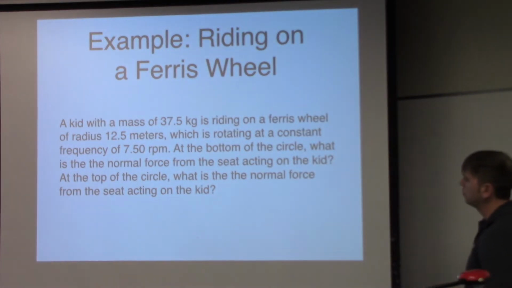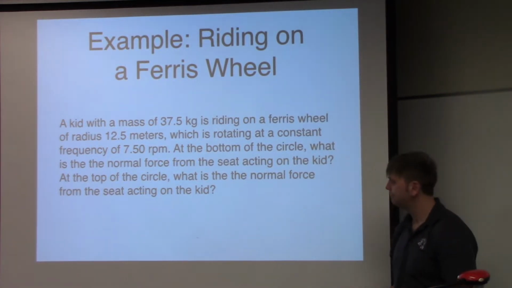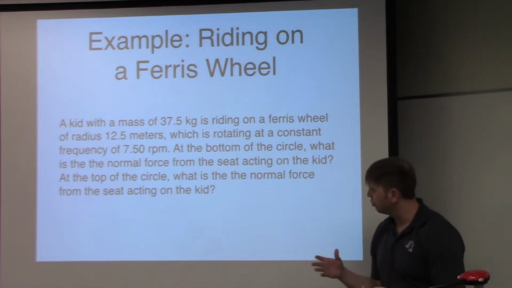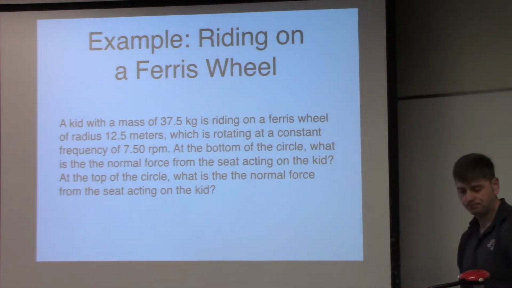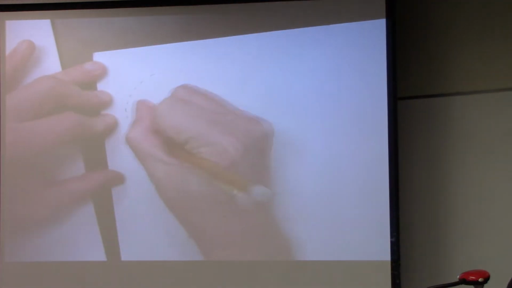At the bottom of the circle, what is the normal force from the seat acting on the kid? And then, as a follow-up, at the top of the circle, what is the normal force acting on the kid? All right, so the diagrams that we showed before are going to be useful here. And in fact, we're just going to sort of copy them. We have the circle that the kid moves in, just like this.